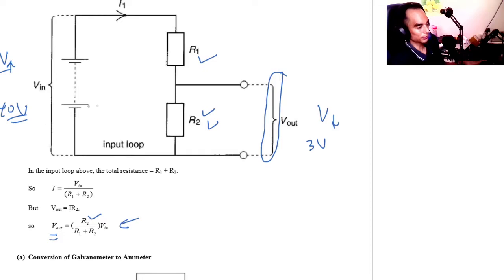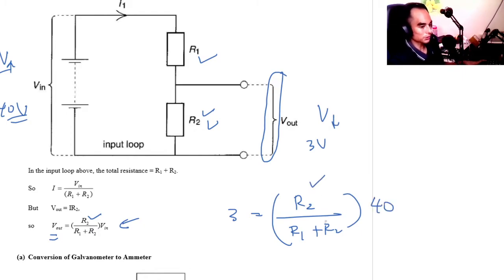For instance, from this situation, 40 and 3. We need 3 volt, and we have R2 divided by R1 plus R2 times 40. So you have to make a combination of R2 divided by R1 plus R2. Then you can find the voltage of 3 volts coming out.